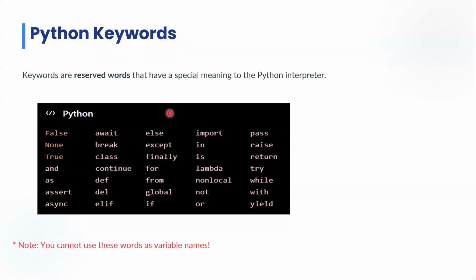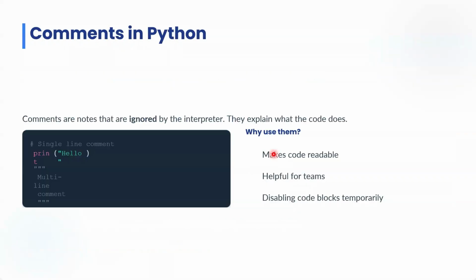That's why I told you the keywords later. The keywords are the reserved words that have a special meaning in the Python interpreter. So that's the reason why we should not use keywords as the name of our identifiers or variables. Let's go to the last topic of the day, that is comments in Python.